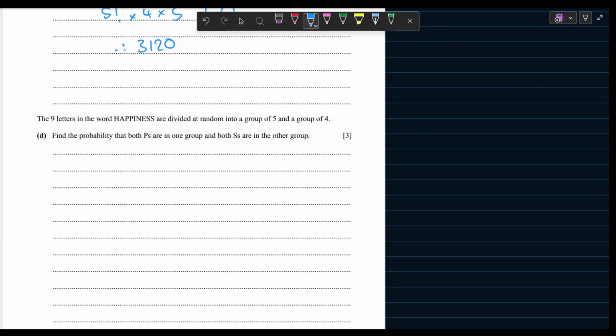The 9 letters in the word happiness are divided at random into a group of 5 and a group of 4. Part D. Find the probability that both P's are in one group and both S's are in the other group. So we could either have that 1, 2, 3, 4, 5 and 1, 2, 3, 4. So we could either have that both P's are in the group of 5 and then the S's would be in the group of 4, or the other way around, both S's are in the group of 5 and the P's are in the group of 4.